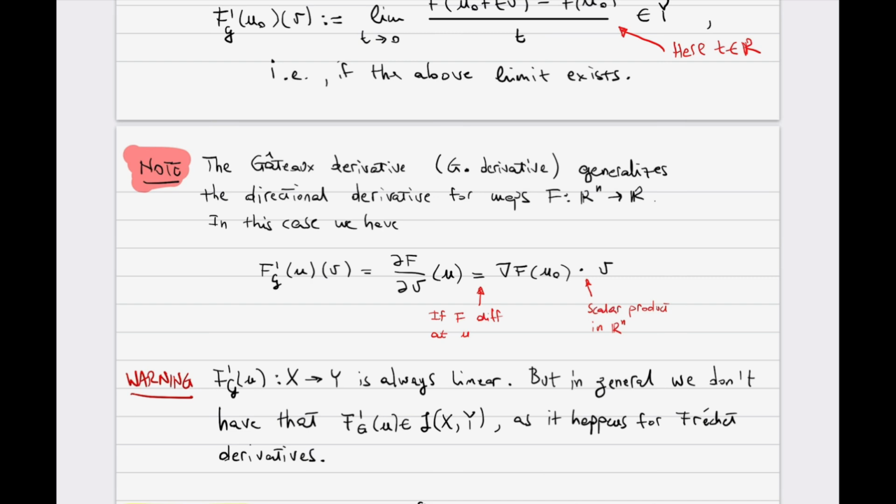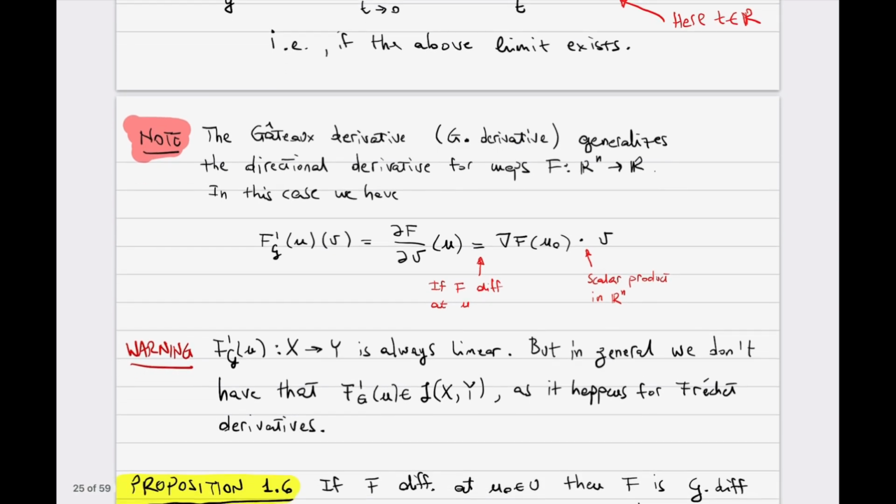However, and this is a difference with the Frechet derivative, we are not requiring that this operator here is continuous. Okay, so in general we don't have that f prime G of u belongs to the linear continuous operators from x into y, but it's actually something that one needs to prove, or require in general if you need it as an assumption.